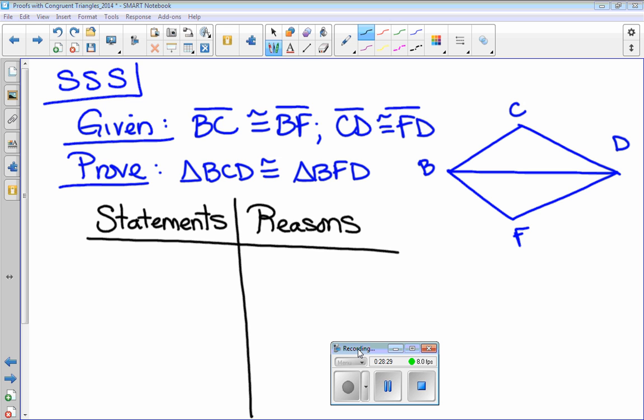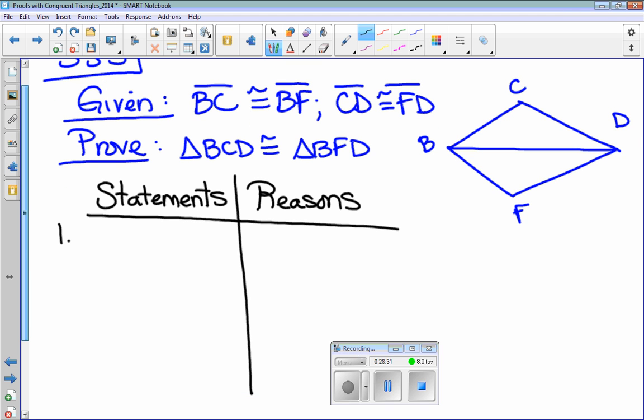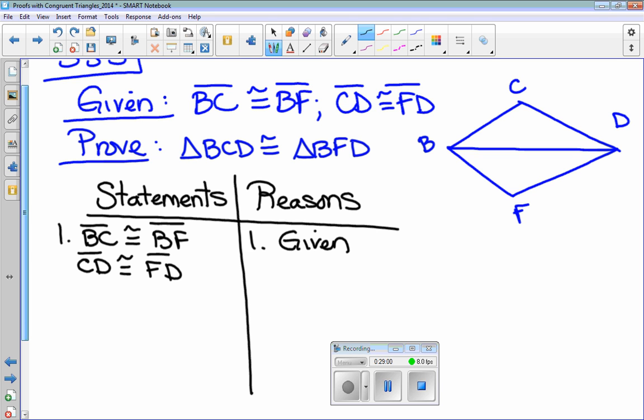We do know we're going to number our statement and our reason column. And we know that our first statement is always what? The reason is going to be given. But whatever information we are given goes in the statement part. So we're going to write our information here, and it is okay to write it all at once. I'm going to write both of them here. Sometimes you will see them written separately. No big thing. I'm also going to mark the given information on our picture. So BC is congruent to BF, and CD is congruent to FD.